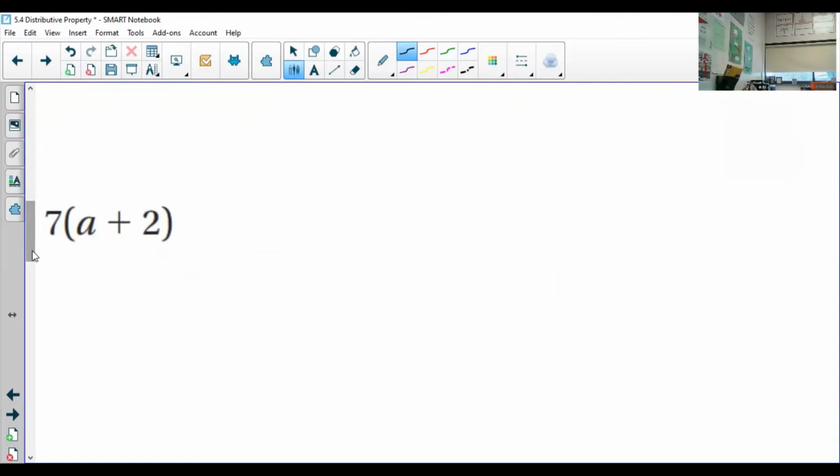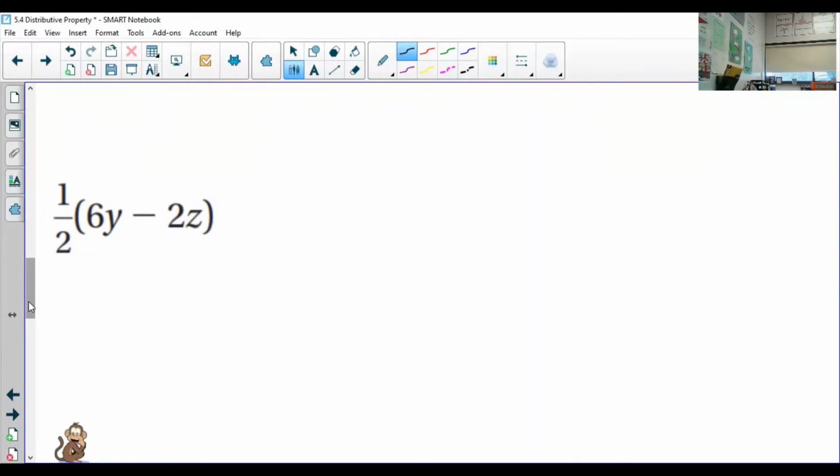Here's another one. 7 times a plus 2. So the 7 is what I'm distributing to each number in the parentheses. So 7 times a, remember there's a 1 there, even if we can't see it. So really it's just 7a plus 7 times 2 is 14. And that's it. It might seem like I'm going through these kind of fast, but it's pretty simple once you get the hang of it. So let's do another one.